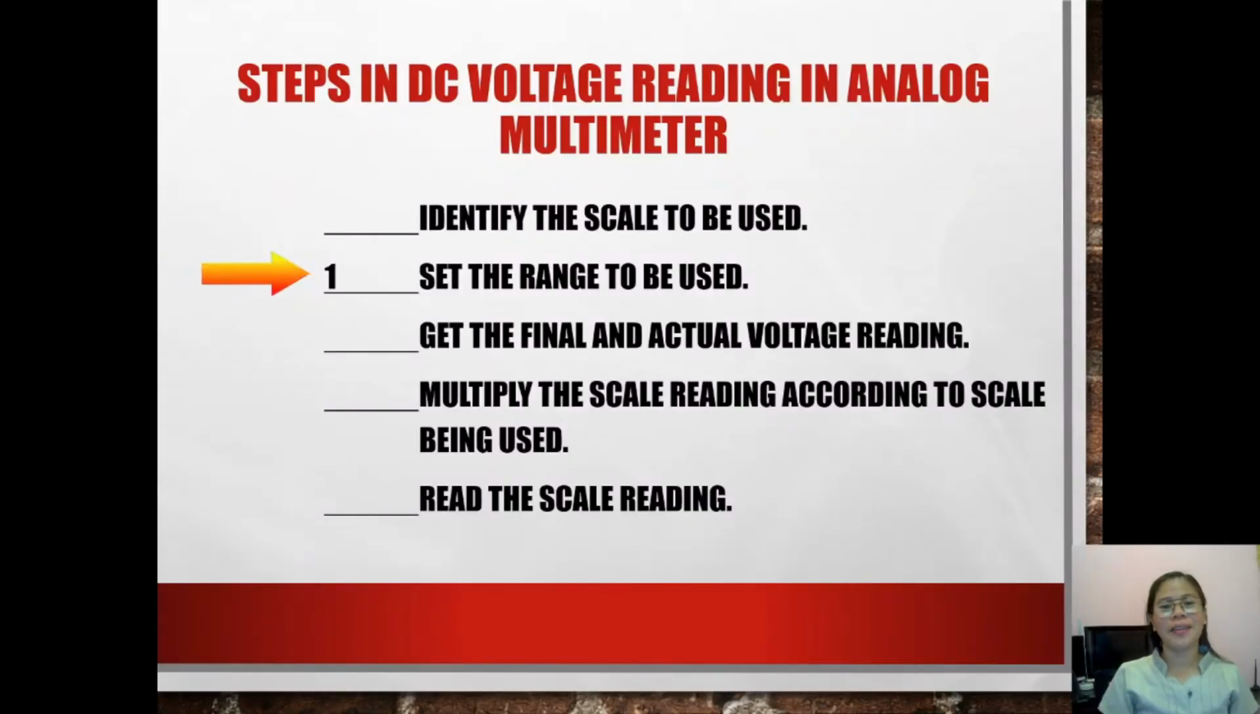Alright, we are already done with the first step. Let us continue to the next step in DC voltage reading in an analog multimeter. What do you think is the second step? Okay, our second step is to identify the scale to be used. In identifying the scale, watch the video.